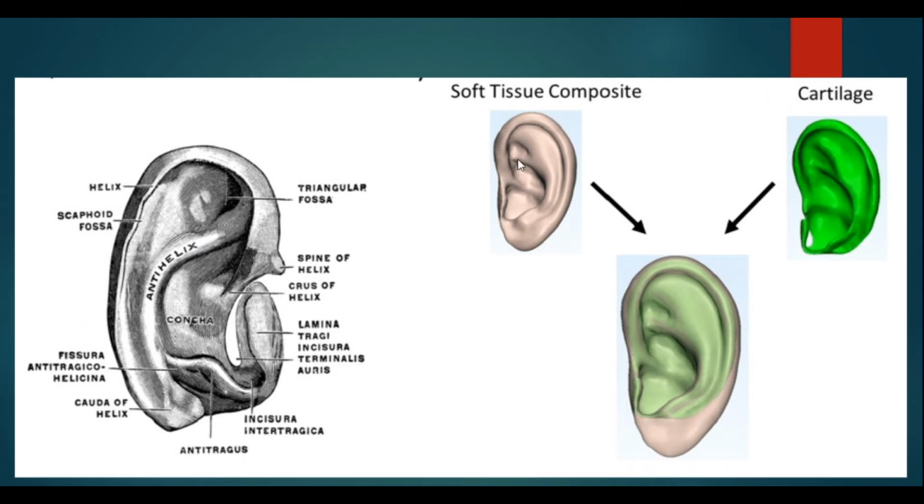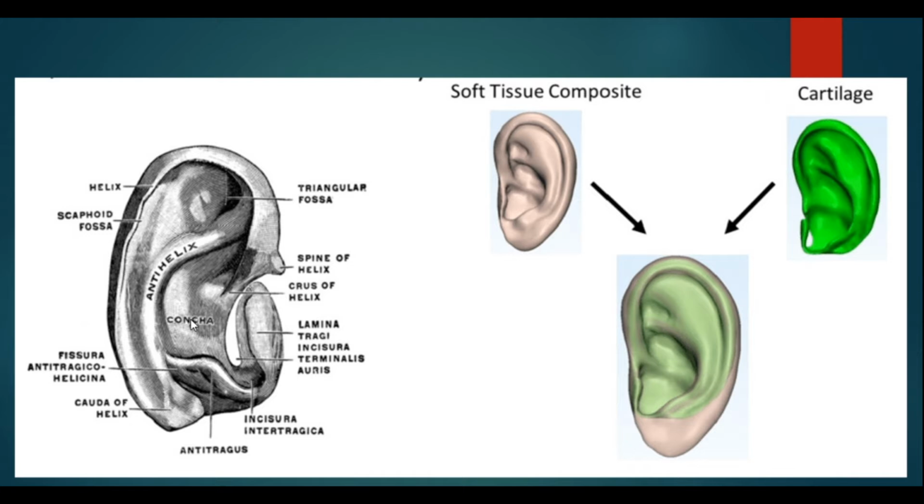You can see this is soft tissue, as the human ear is seen with the naked eye. This is cartilage, just cartilage without soft tissue. And this is how the cartilage is invested into the ear. And the lobule is free of cartilage.